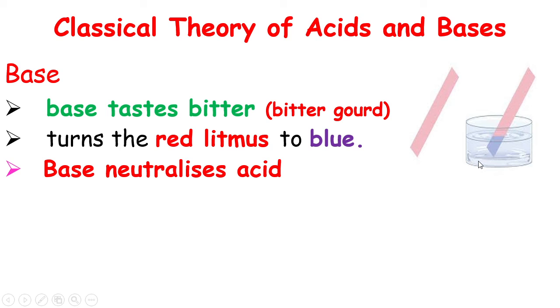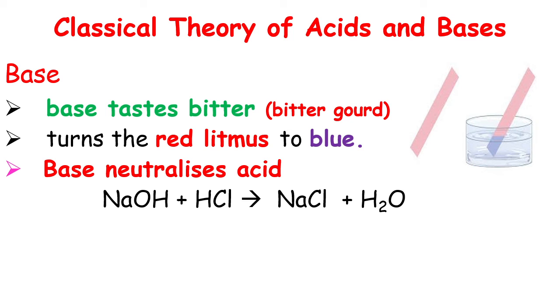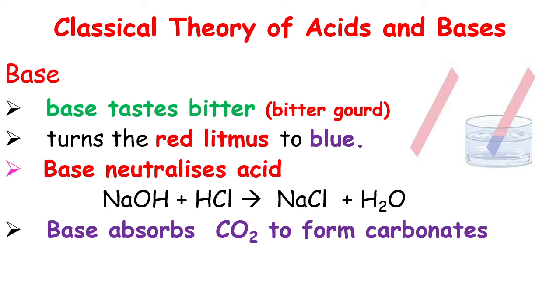Base neutralizes acid. The base, sodium hydroxide, reacts with hydrochloric acid, it gives salt and water. Here the neutralization reaction takes place. Base absorbs carbon dioxide to form carbonates. Here we are talking about sodium hydroxide or potassium hydroxide, which absorbs carbon dioxide to form carbonates. Sodium hydroxide absorbs carbon dioxide to form sodium carbonate and water.